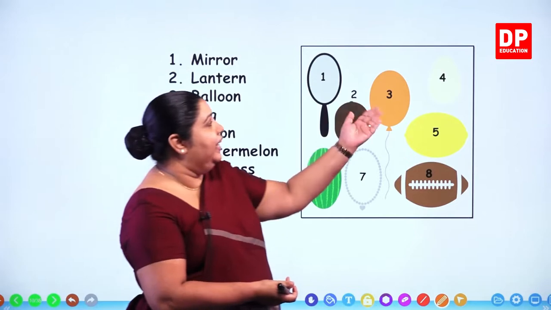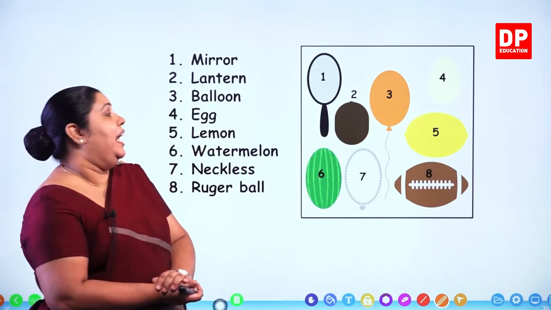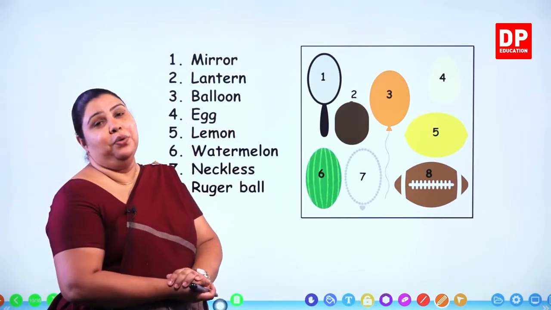Number 4, egg. Number 4 is egg. Egg is always in the shape of an oval.